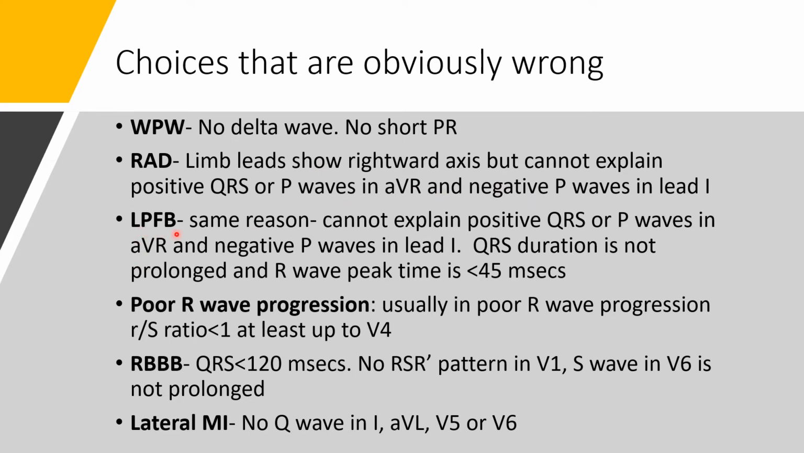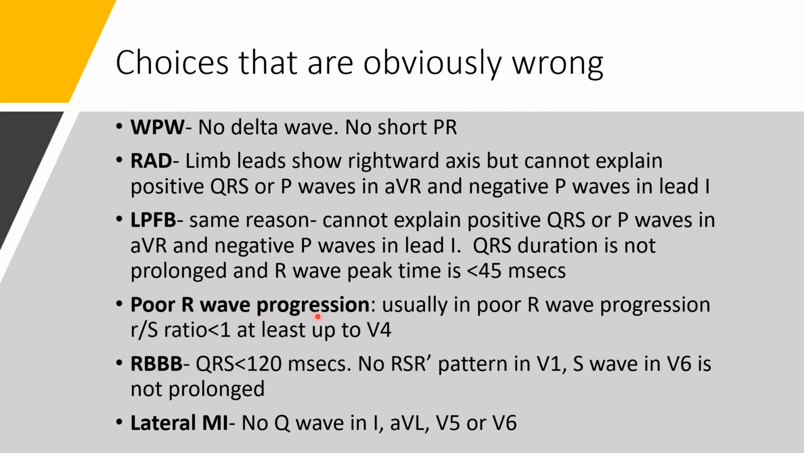Left posterior fascicular block. It's almost the same reason. You cannot explain the positive QRS complexes or the positive P waves in AVR or the negative P waves in lead 1. Both these should remain normal in left posterior fascicular block. In left posterior fascicular block, the axis changes, but the atrial depolarization does not change. In addition, the QRS duration is not prolonged, and the R wave peak time is less than 45 milliseconds in this EKG, which goes against left posterior fascicular block.